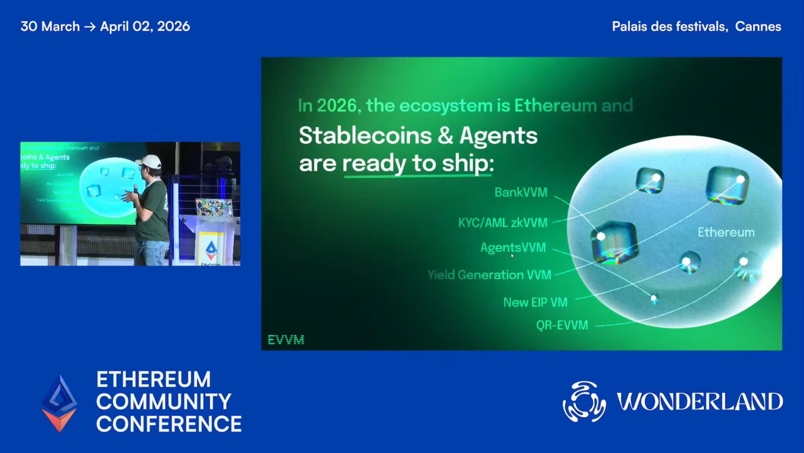So this is Ethereum, this is any chain, this is an ecosystem, and we can have a banking EVM, we can have the KYC EVM, agent, yield generation, new EIP EVMs, and we are now working on a quantum-resistant EVM. And why now, and why does it matter?